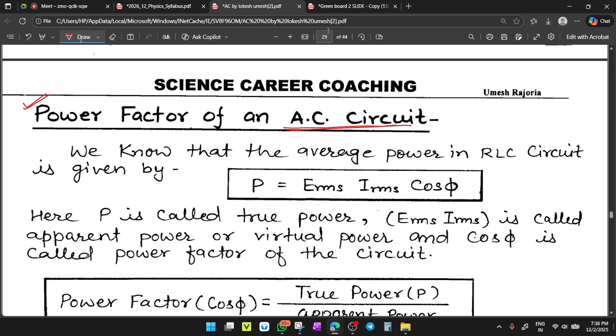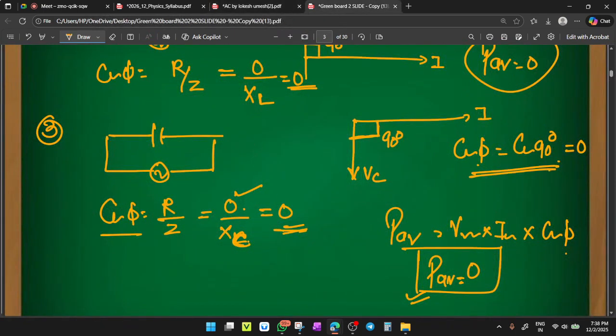Okay students, our next topic is the power factor of an AC circuit. So far we have seen the power factor is given by cos phi, which is equal to R by Z. Cos phi equals to R by Z.